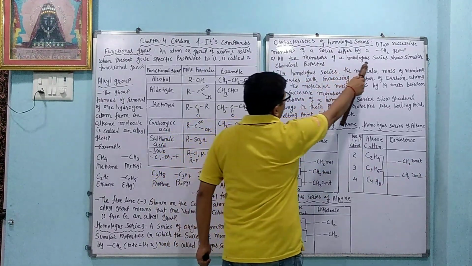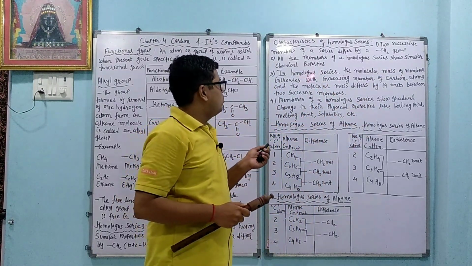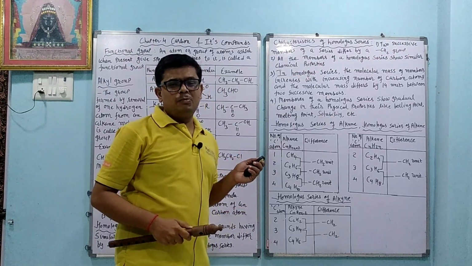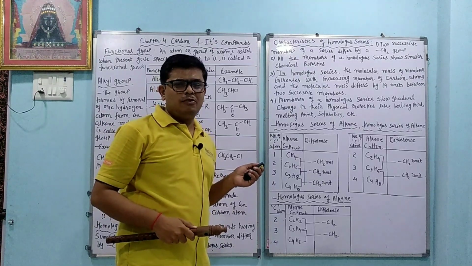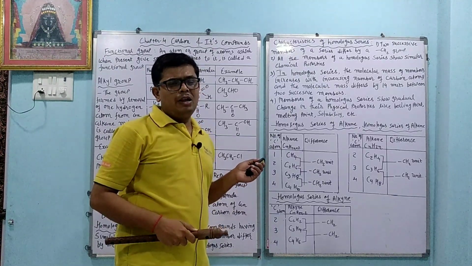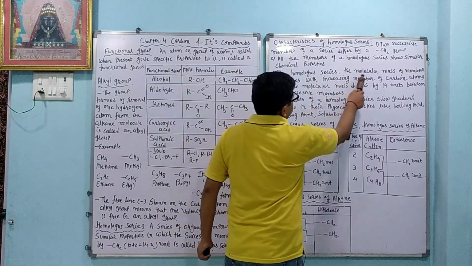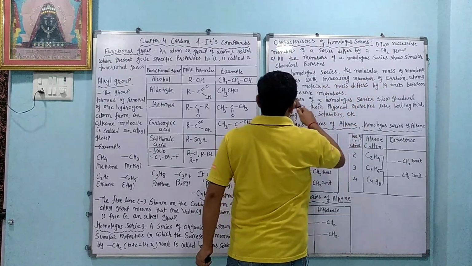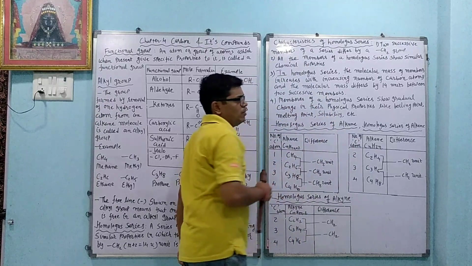All the members of a homologous series show similar chemical properties. Remember, dear student, they have similar chemical properties, but the number of carbon atoms is different, so they have different physical properties, like boiling point and melting point. In a homologous series, the molecular mass of members increases with increasing number of carbon atoms, and the molecular mass differs by 14 units between two successive members.